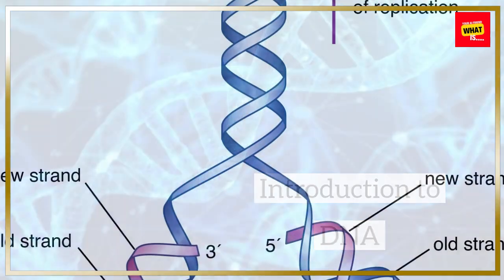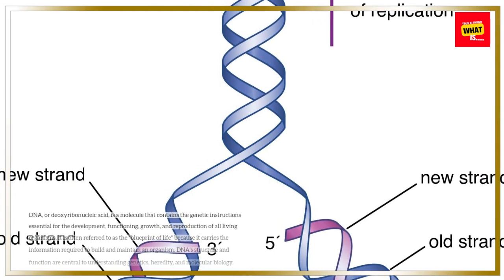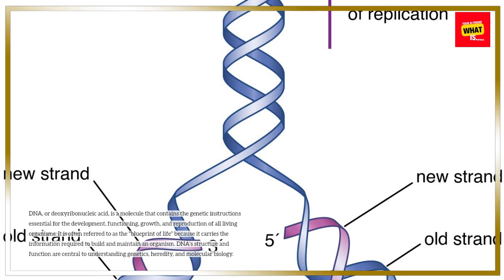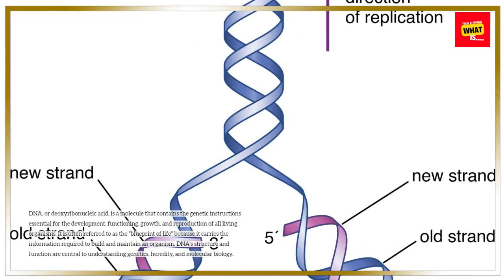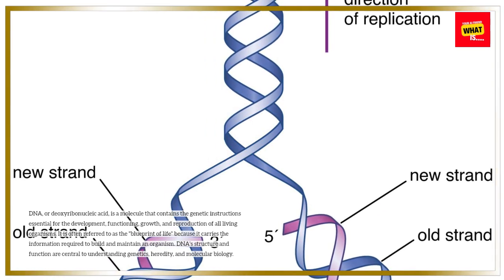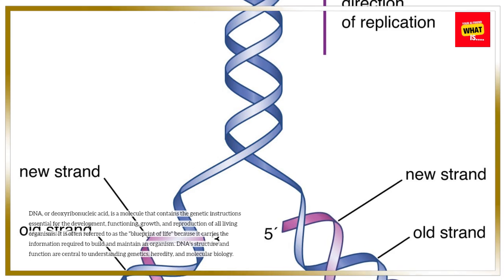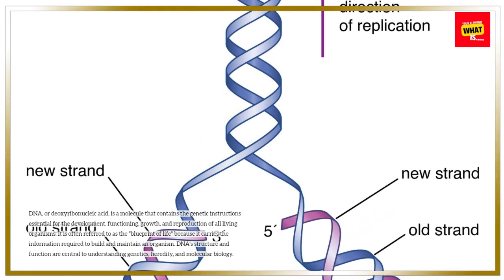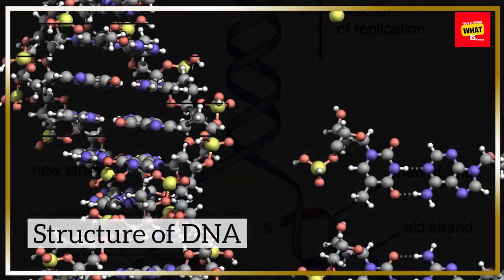Introduction to DNA. DNA, or deoxyribonucleic acid, is a molecule that contains the genetic instructions essential for the development, functioning, growth, and reproduction of all living organisms. It is often referred to as the blueprint of life because it carries the information required to build and maintain an organism. DNA's structure and function are central to understanding genetics, heredity, and molecular biology.